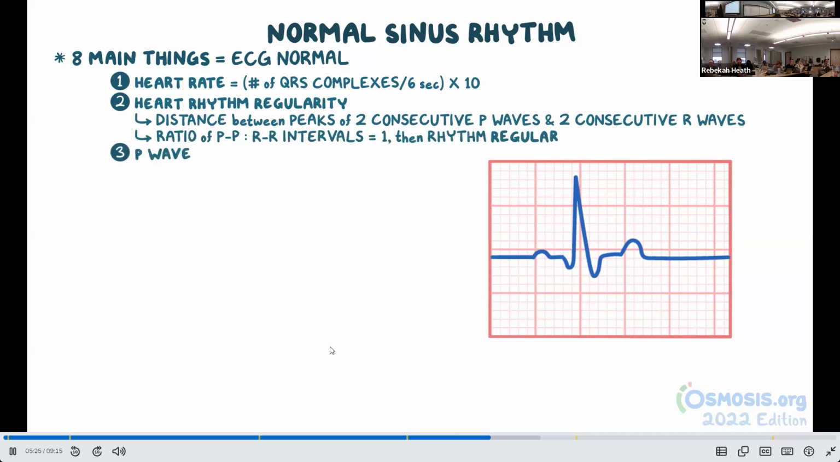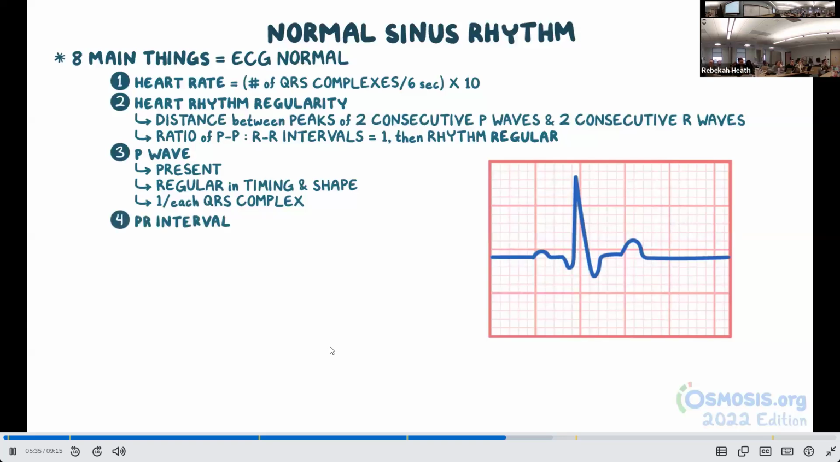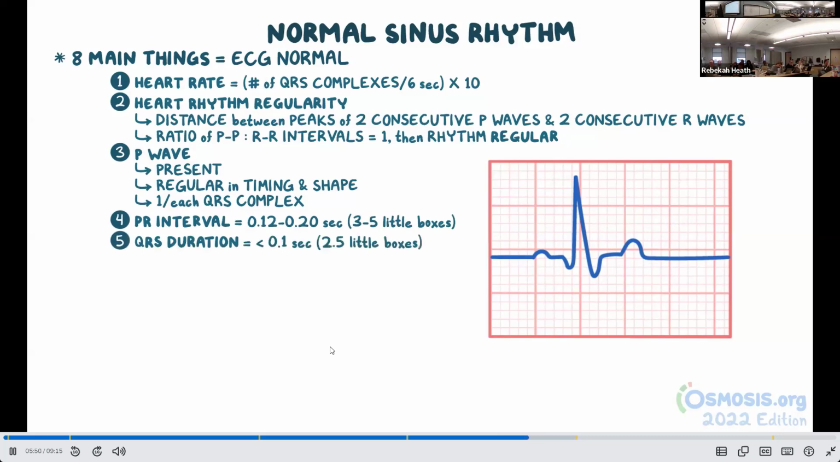Thirdly, the P wave should be checked to ensure it is present, regular in timing and shape, and that there is 1 for each QRS complex. Fourth, the PR interval is checked to make sure it's consistently between 0.12 to 0.20 seconds, which is 3 to 5 little boxes. Fifth, the QRS duration should be consistently less than 0.1 second, which is 2.5 little boxes.